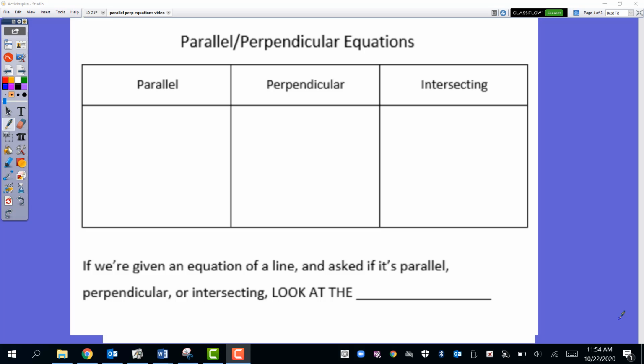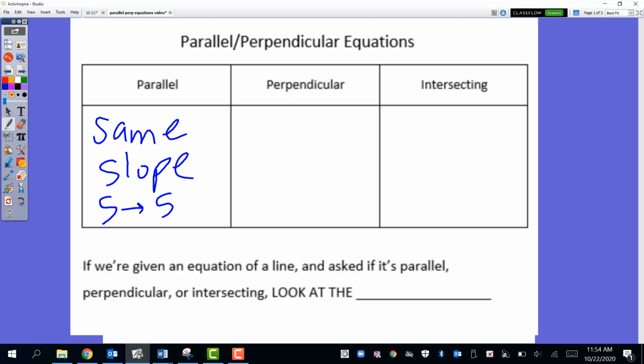Okay, so last week we learned how to tell if lines are parallel, perpendicular, or intersecting by looking at their slopes. We know that if two lines are parallel, that means they have the same slope. So like the same number, like 5 and 5, great. Those are the same slope, they would be parallel.